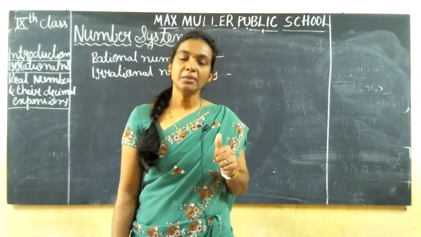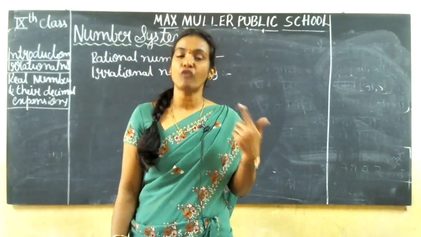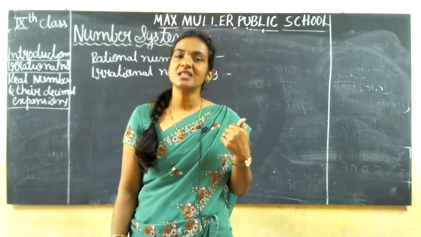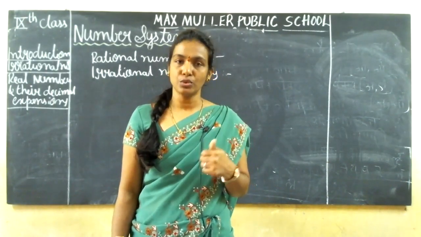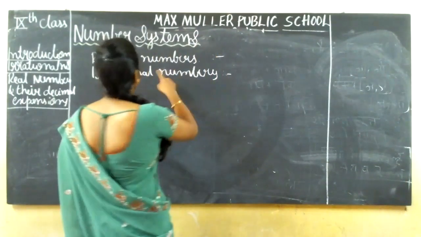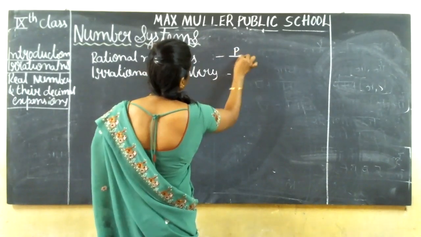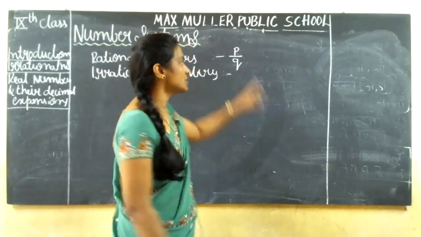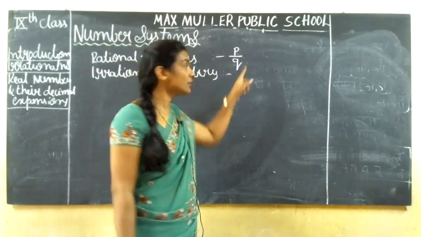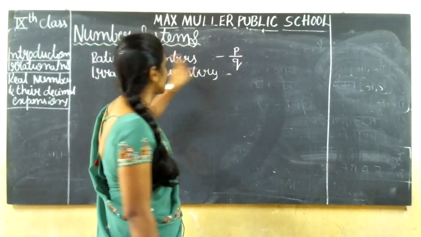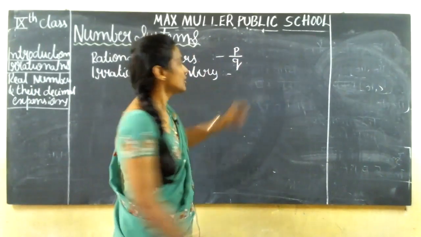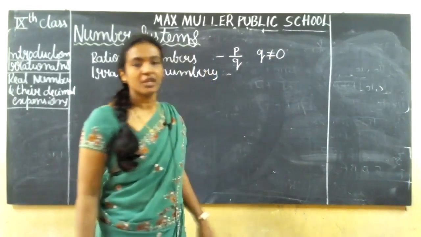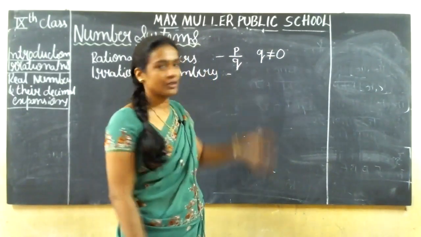The number that can be represented in the form of p by q, in the form of a ratio, is called a rational number. The numbers that cannot be represented that way are called irrational numbers. Here q is not equal to 0.